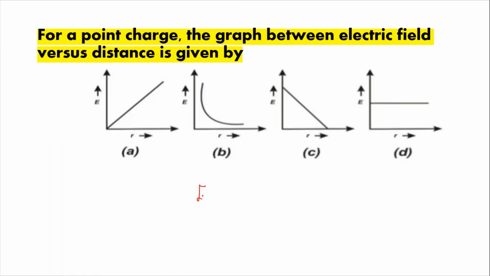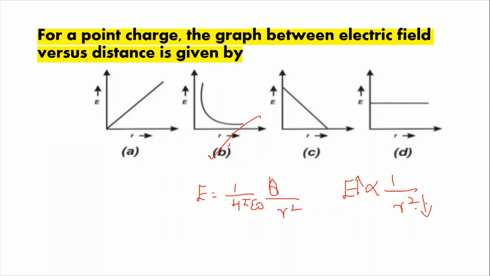Okay. Next question will be, for a point charge, the graph between electric field and distance, electric field versus distance. You know that E is equal to 1 by 4 pi epsilon naught Q by r square, right? So E is proportional to 1 by r square. So among these, which will represent 1 by r square? Exactly, this is the graph. Okay. So as r increases, E will decrease in a squared manner. Okay, so this will be the diagram. This graph is available in your textbook also. You can go through.